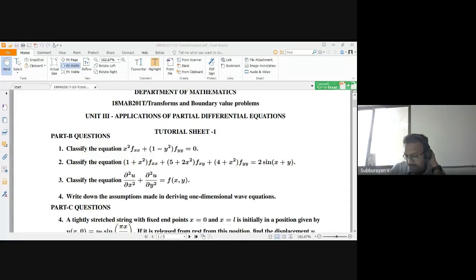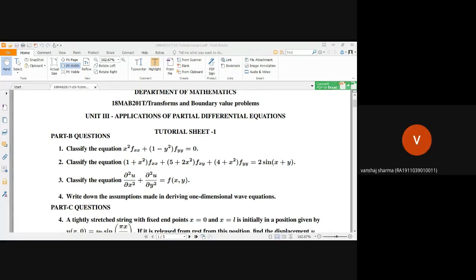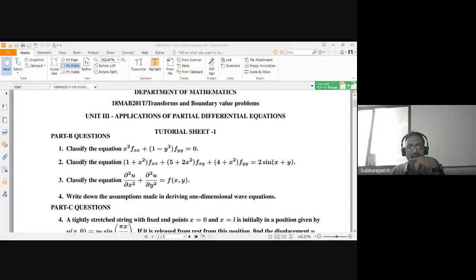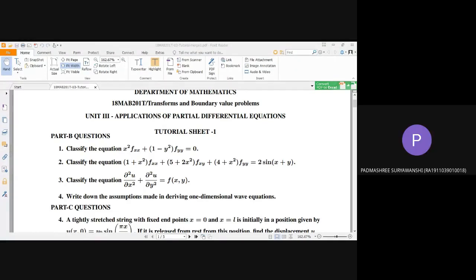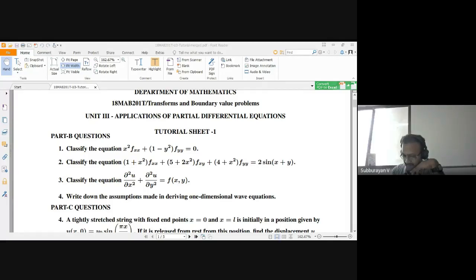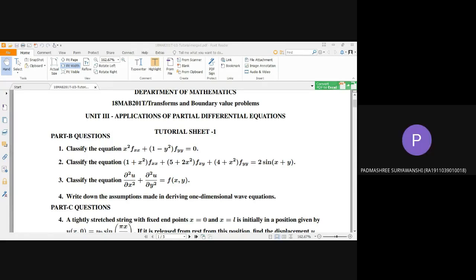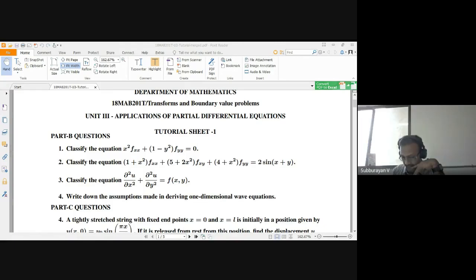Now tell me what is the coefficient A here? Sir, 1. B? B is 0, sir, and C is 1. Then discriminant b square minus 4ac is minus 4. Therefore, what type is it? It is of elliptical type. Okay, very good.